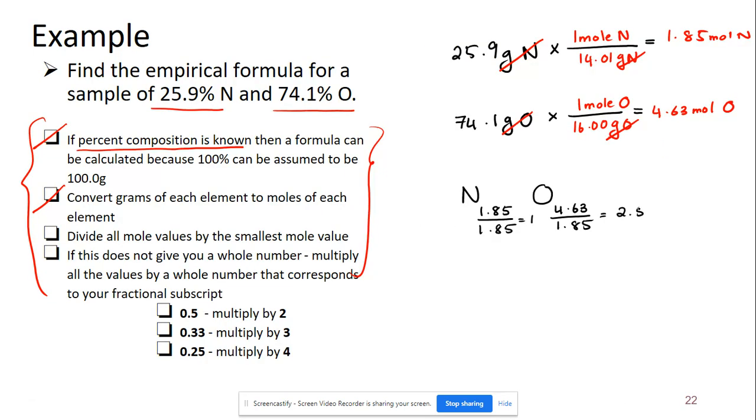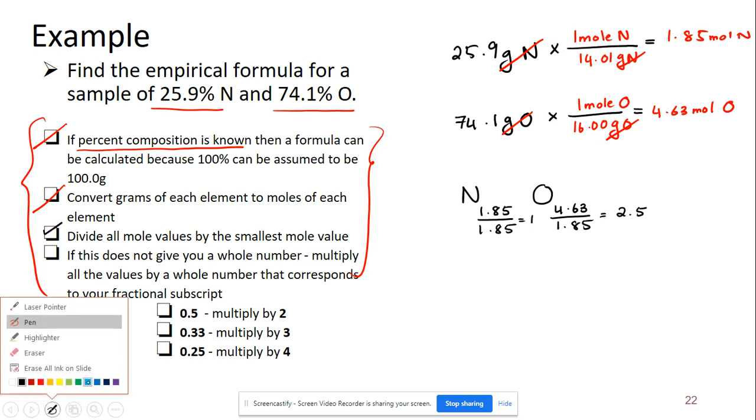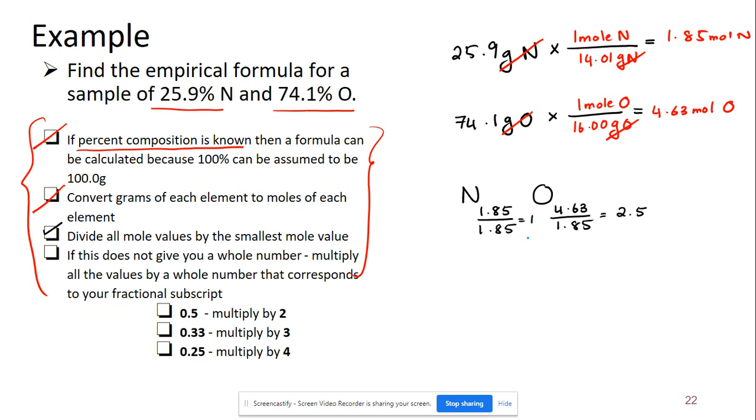Now it says if this does not give you a whole number, multiply all the values by a whole number that corresponds to your fractional subscript. I have gotten a 0.5 here, so that means I have to multiply everything by 2. So I have 1 nitrogen and 2.5 oxygen, multiply by 2, and then I'm going to have 2 nitrogens and 5 oxygens. And this is my empirical formula.